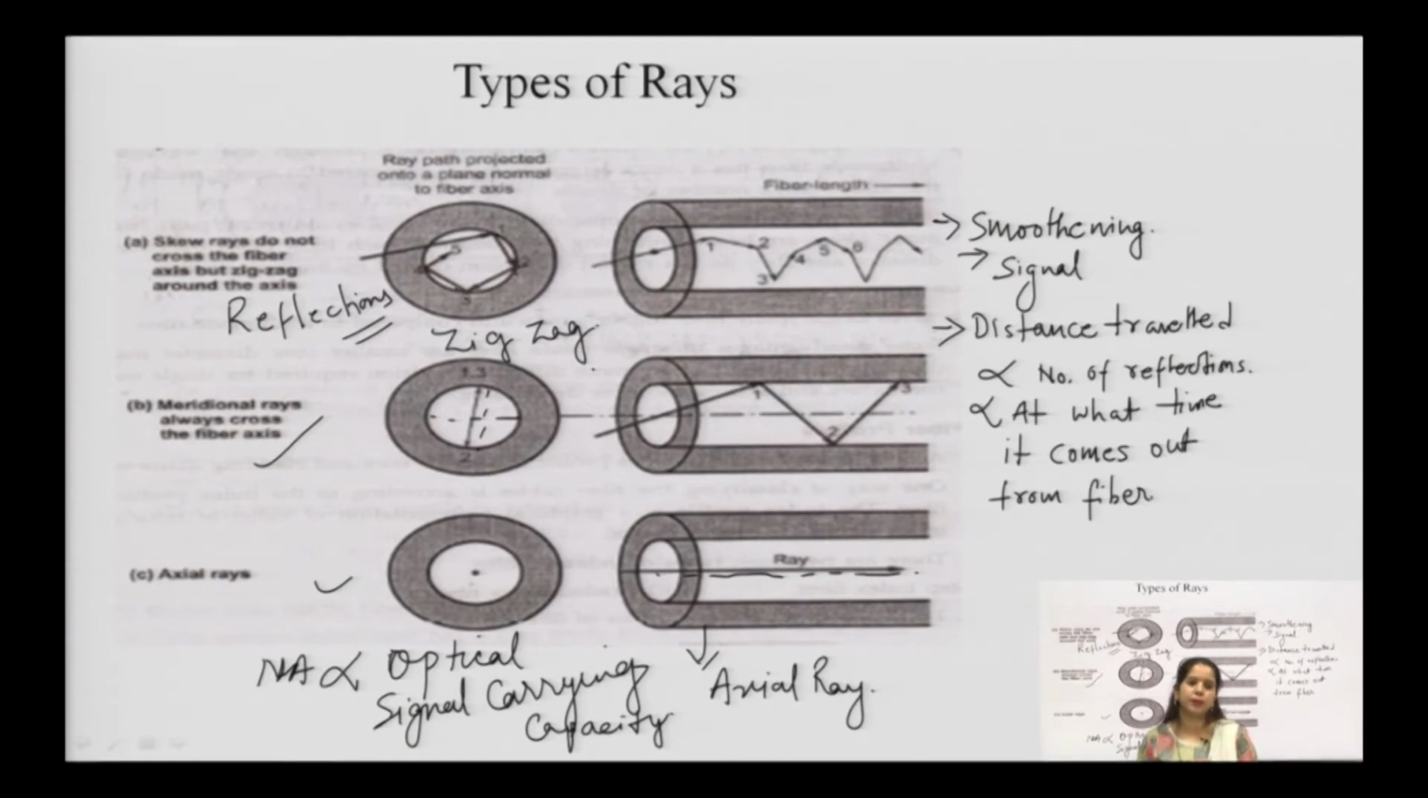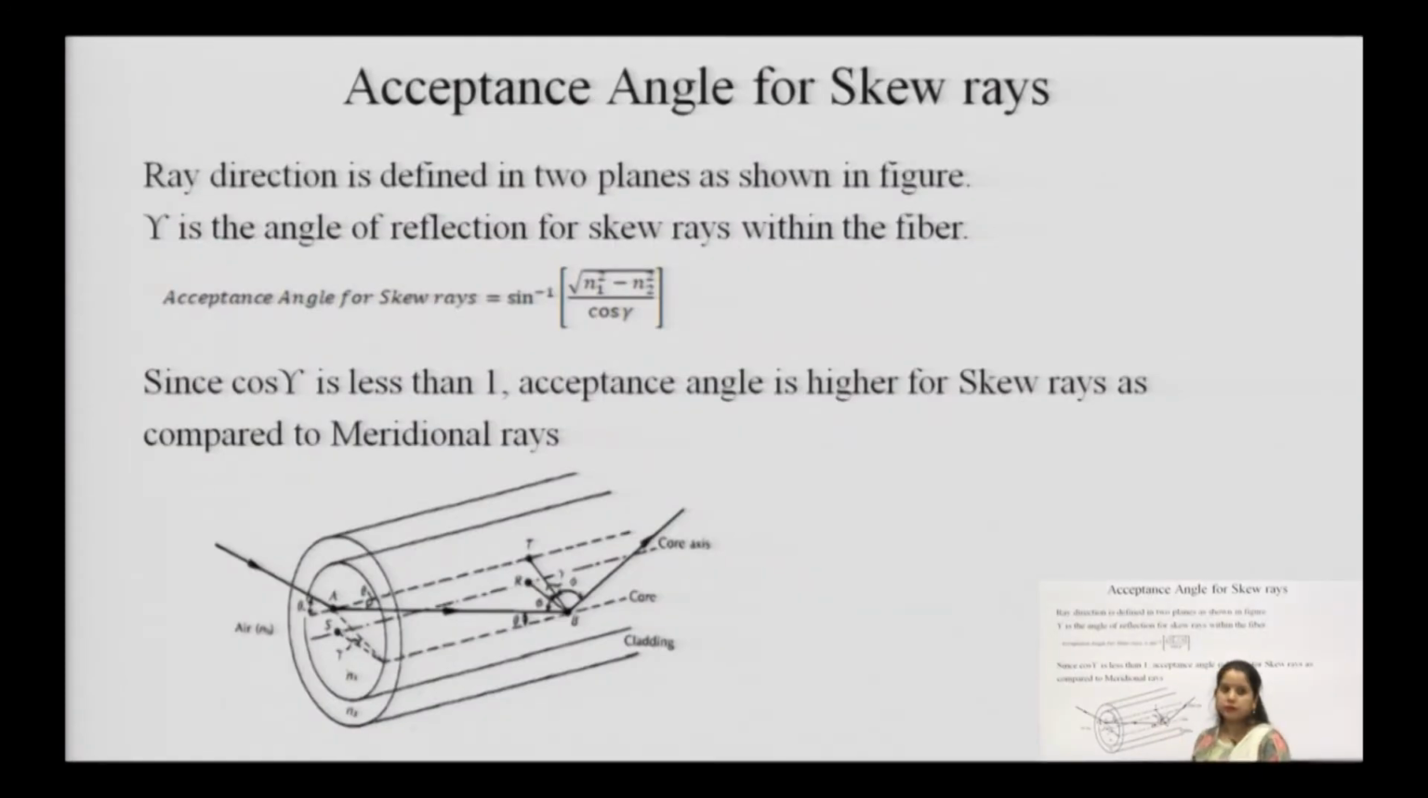Numerical aperture is directly proportional to the acceptance property of the optical fiber. So in the next slide we will see why the acceptance property, the acceptance angle, and we can say the numerical aperture is greater for skew rays as compared to meridional rays. Now, here is one picture representing the ray diagram inside the optical fiber due to skew rays.